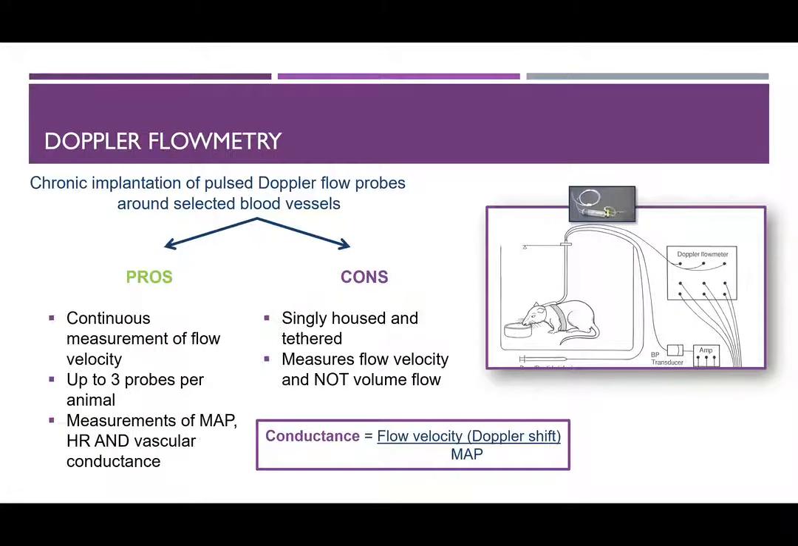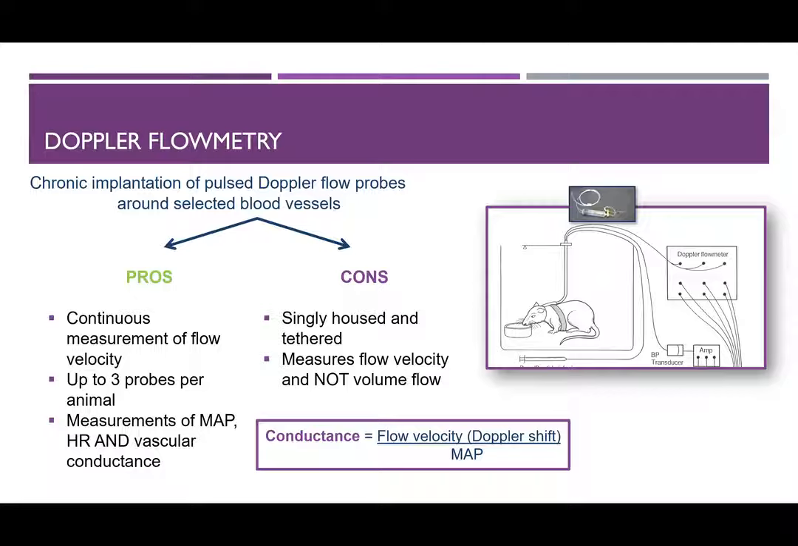The system that we use for our acute studies involves, as I mentioned before, the chronic implantation of those Doppler flow probes around bespoke vessels. And it doesn't have to be the 3 that I've mentioned. We've done previous studies where we've implanted around the celiac artery, for example. So there's scope for varied study. And the pros associated with this method is that we're able to take a continuous measurement of blood flow velocity.